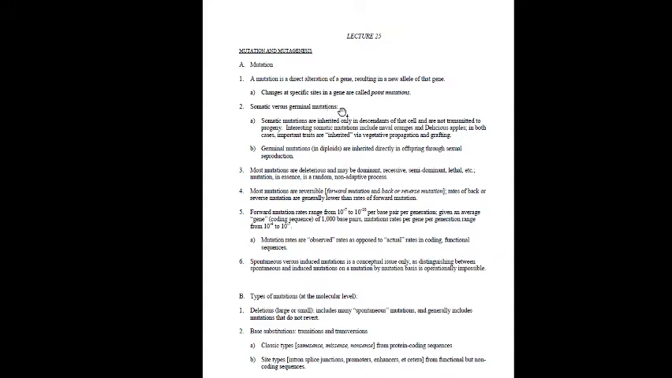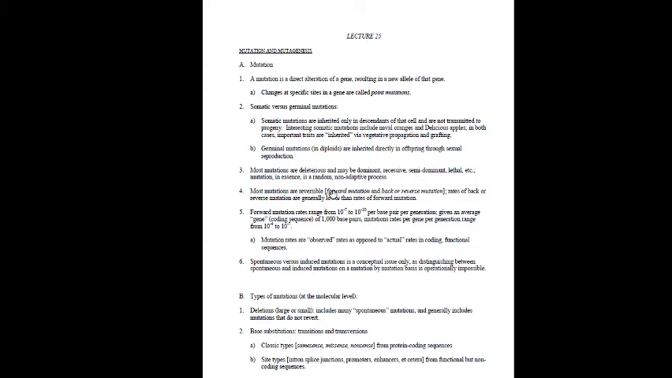Number 2, somatic versus germinal mutation. These are types of mutations. Somatic mutations are inherited only in descendants of that cell and are not transmitted to progeny. That is, those mutations are not transferred to the next generation, and therefore these important traits are inherited via vegetative propagation and grafting. And B is the germinal mutation, which is the major cause in diploids, and is inherited directly in offspring through sexual reproduction. Most mutations are deleterious and may be dominant, recessive, semi-dominant, lethal, etc.